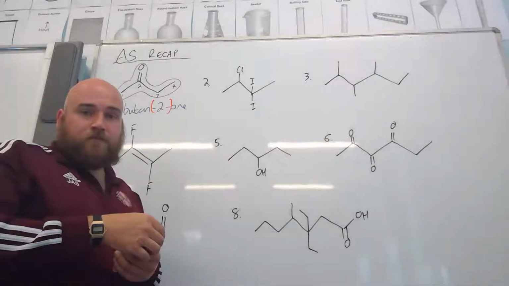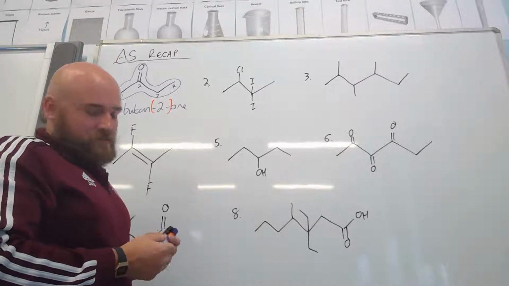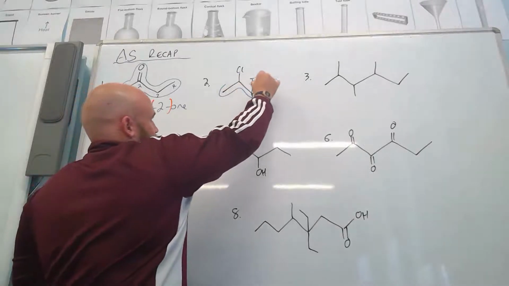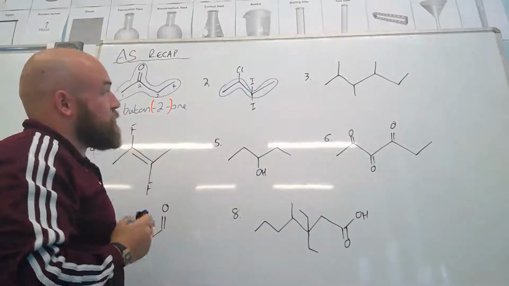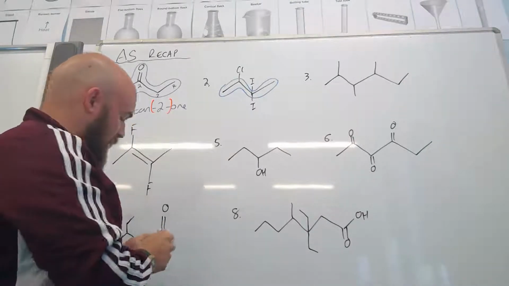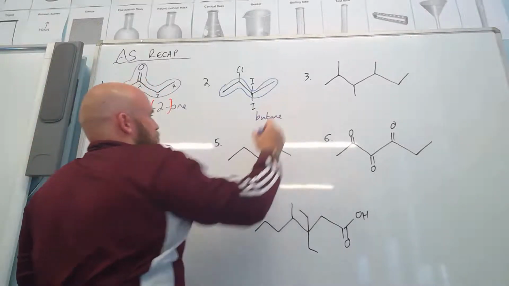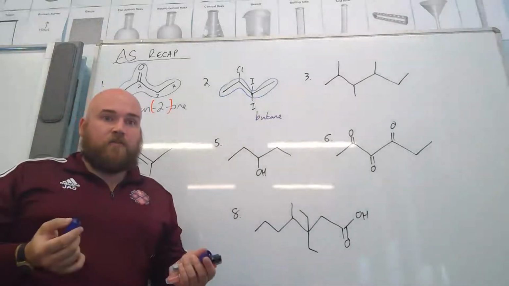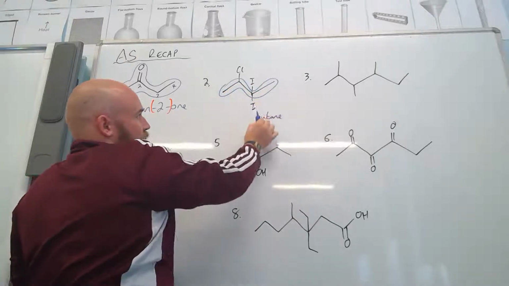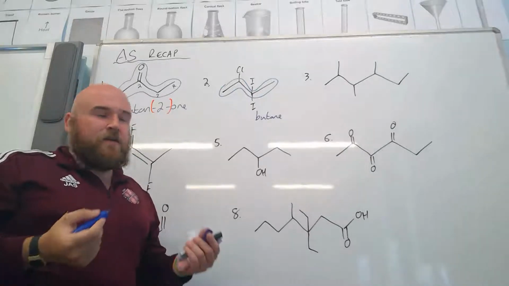Next one, this could be interesting. Did anyone get the next one right? Well, it is 1, 2, 3, 4. It's 4 carbons long, and it is a halogenoalkane. So I know that it's going to end in butane. But now here's the question: which end do I start numbering from? I can number from this end, 1, 2, 3, 4, or I can number from that end, 1, 2, 3, 4. And the general rule is that you number from the end nearest the first branch.